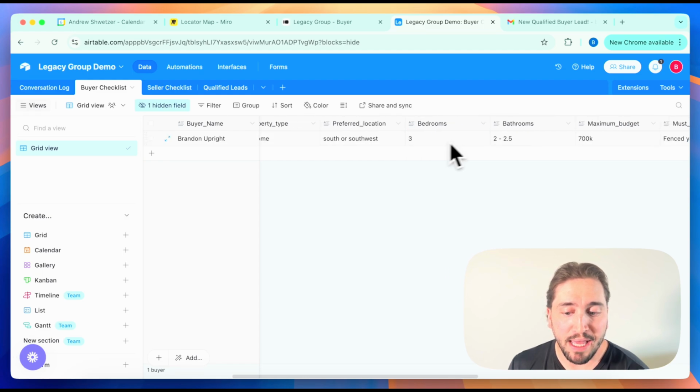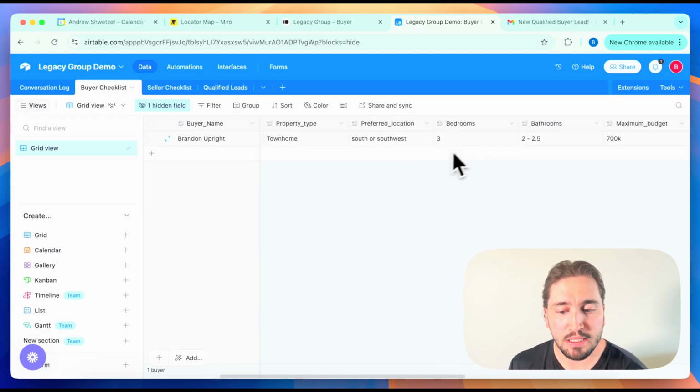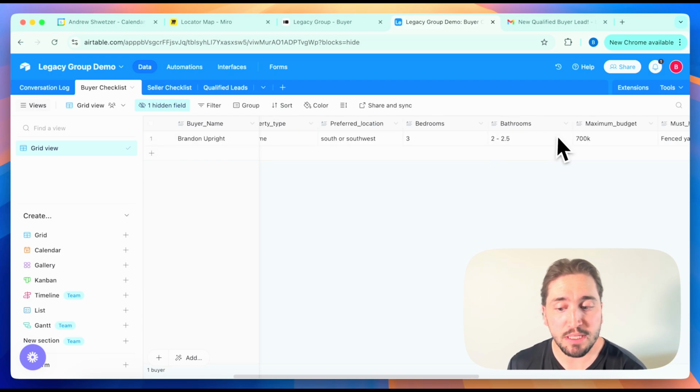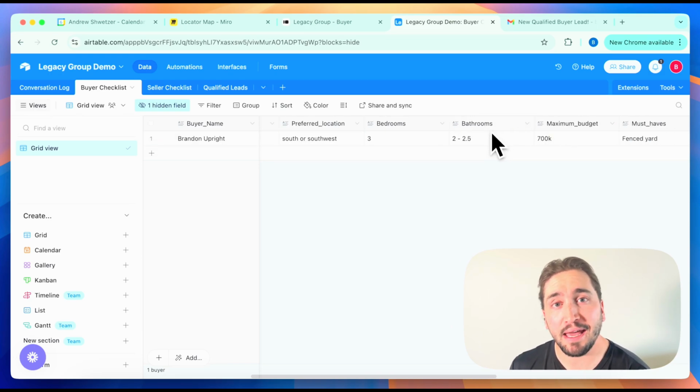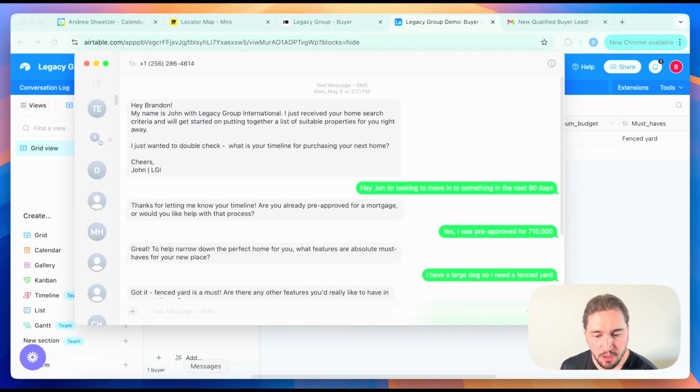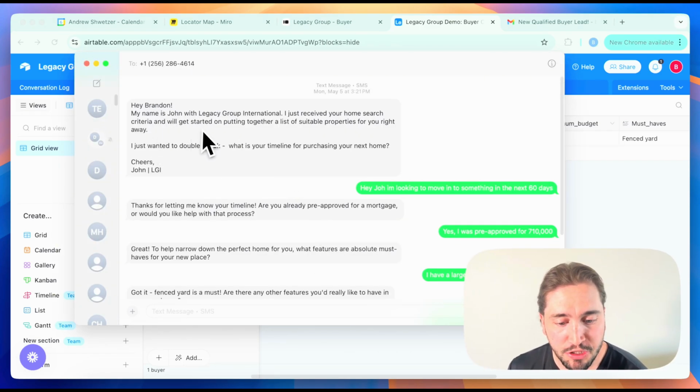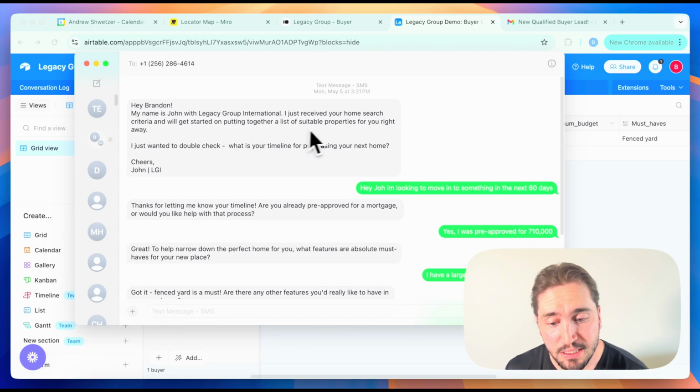And then if there's any blank boxes, this one is full for now because it's the example, but any blank boxes here, like if we don't know the number of bedrooms they want or bathrooms, that's the cue for the AI to ask those questions. So if we look at the conversation, the first message that it sent was, "Hey Brandon, my name is John with Legacy Group International. I just received your home search criteria and we'll get started on putting together a list of suitable properties for you right away. I just wanted to double check, what's your timeline for purchasing your next home?"